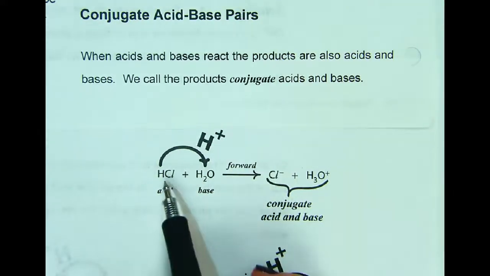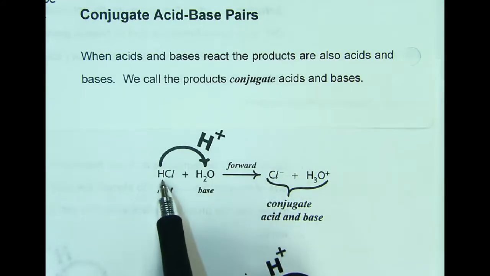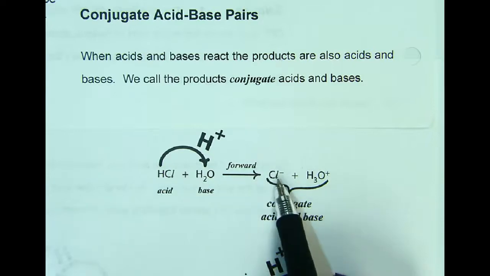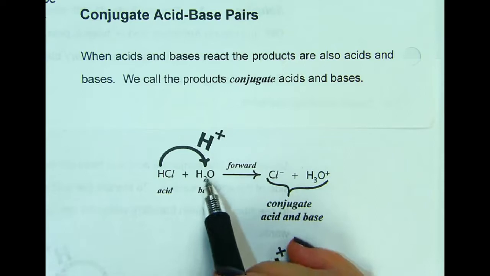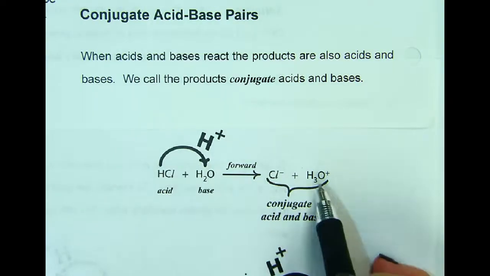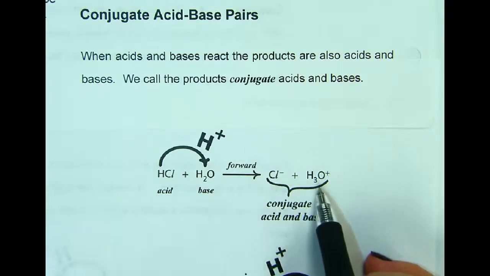So for example, after HCl donates the hydrogen to water, what we have left is the chloride ion. If this is the acid, then the chloride ion is its conjugate base. And water is the proton acceptor, and after it accepts the hydrogen, it becomes hydronium. So since water's the base, hydronium is its conjugate acid.